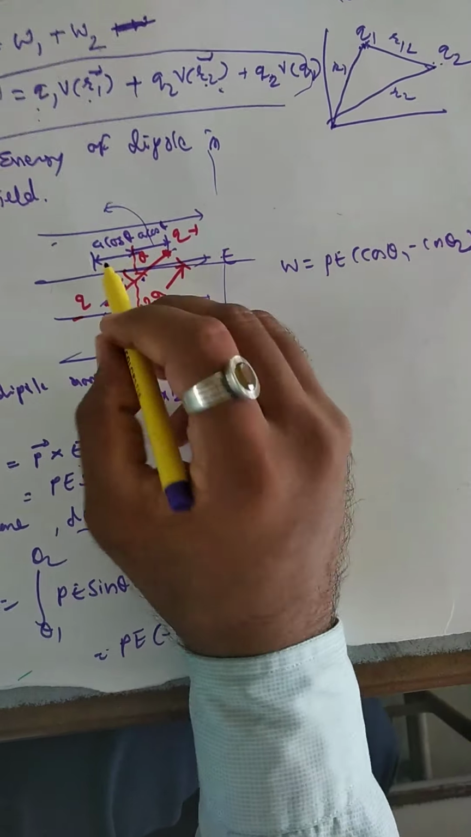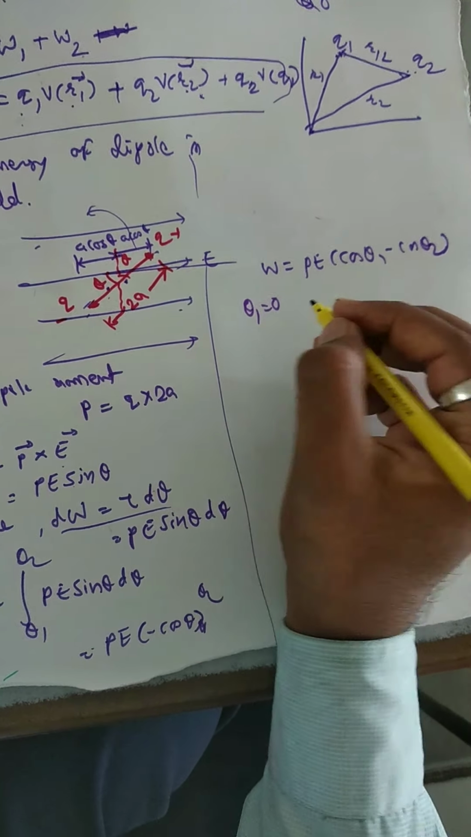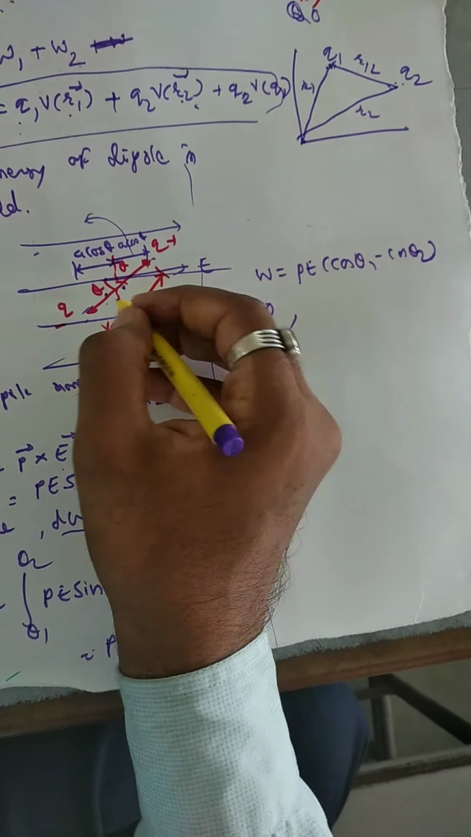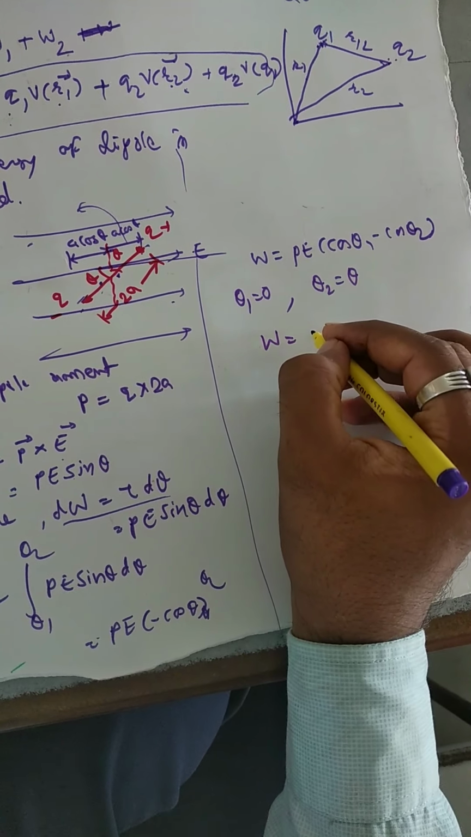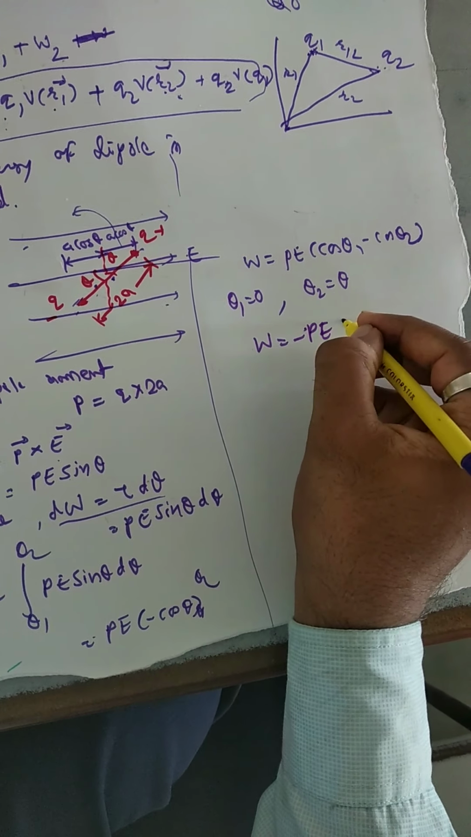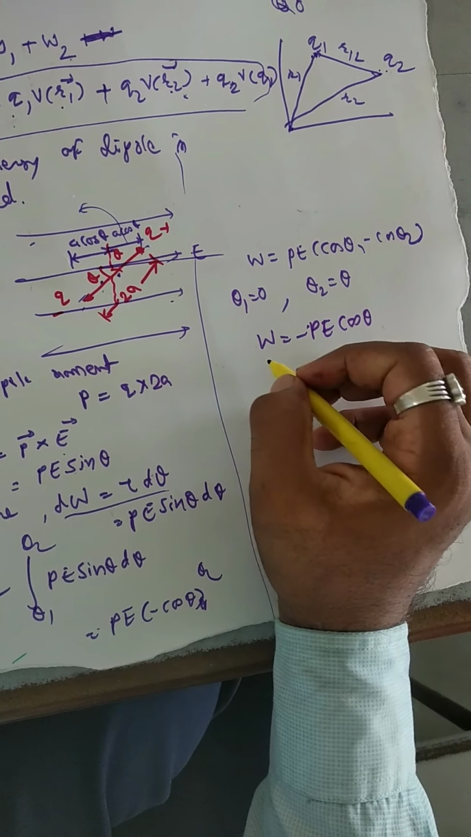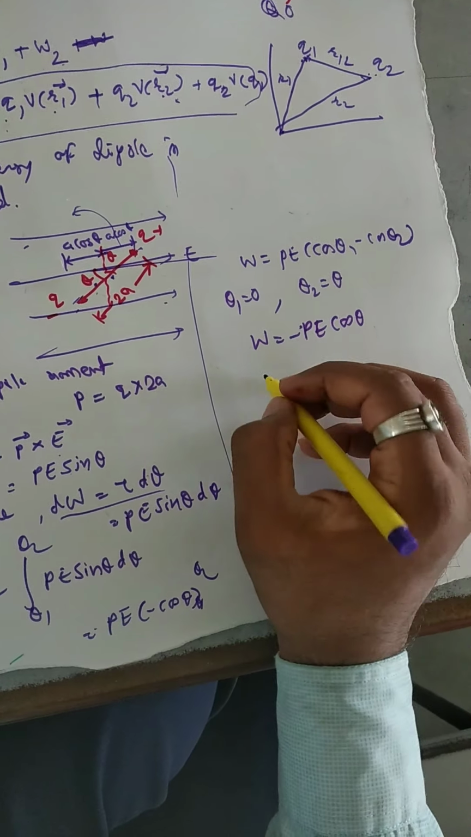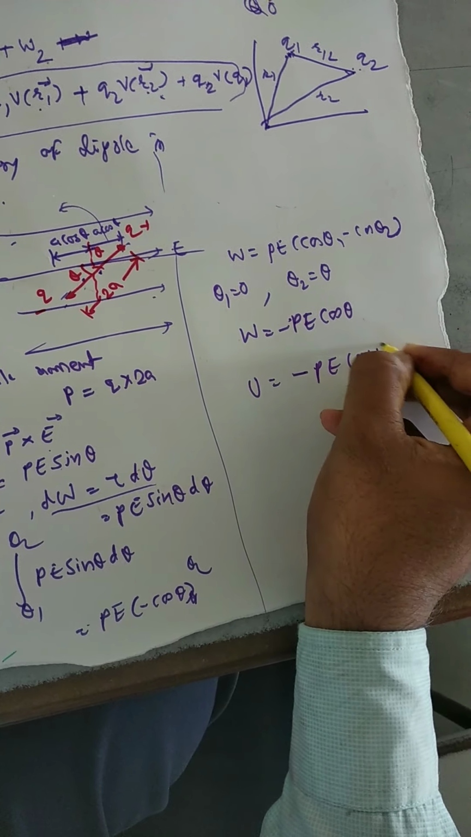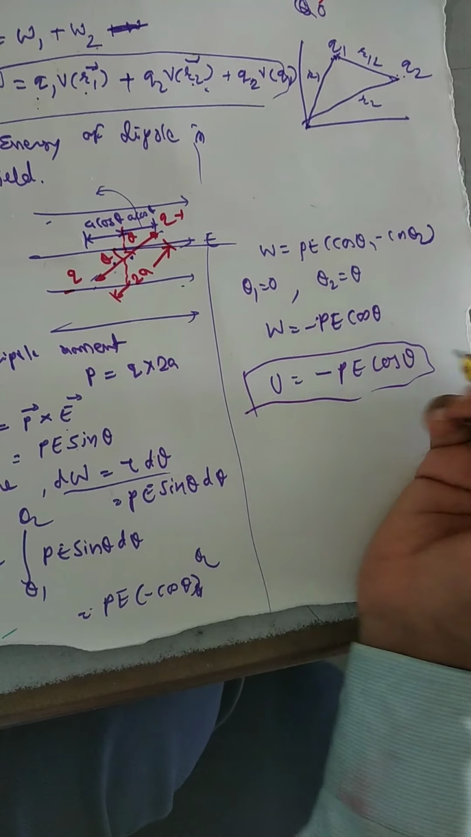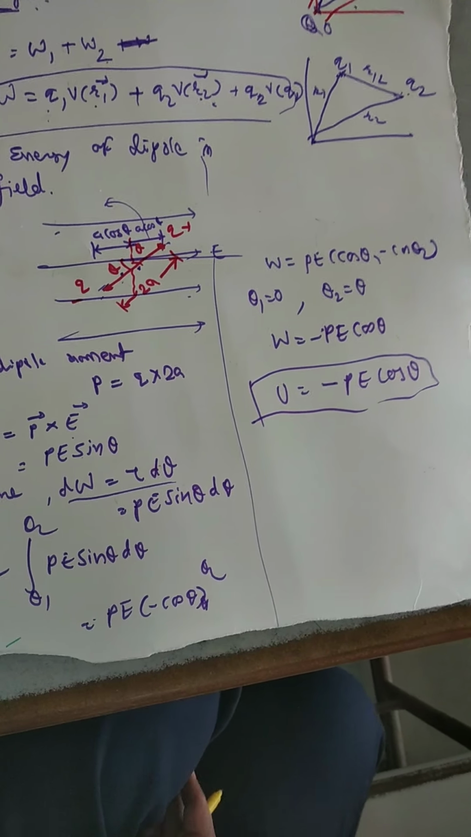Okay, now initially if this electric dipole is in a uniform field, then theta 1 is equal to 0, and after that if it is given a small displacement, then theta 2 is equal to theta, so the value of work done is equal to minus PE cos theta. And this work done will be utilized in the storage of potential energy, and so the potential energy is equal to minus PE cos theta. Here we have derived the equation for the potential energy of a dipole in an external field.